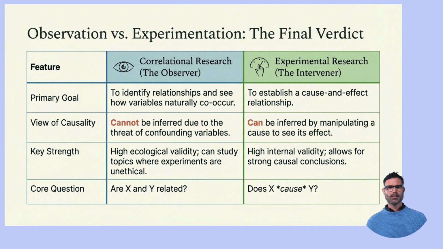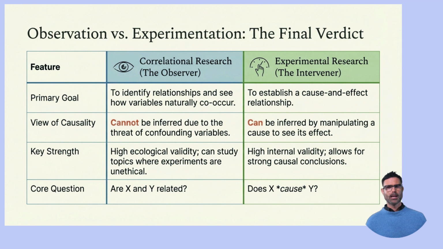The final verdict is that correlational research aims to identify relationships and see how variables co-occur in the world, but causality cannot be inferred because of confounding threats, even though the approach often has high ecological validity and can address questions where experiments are unethical.